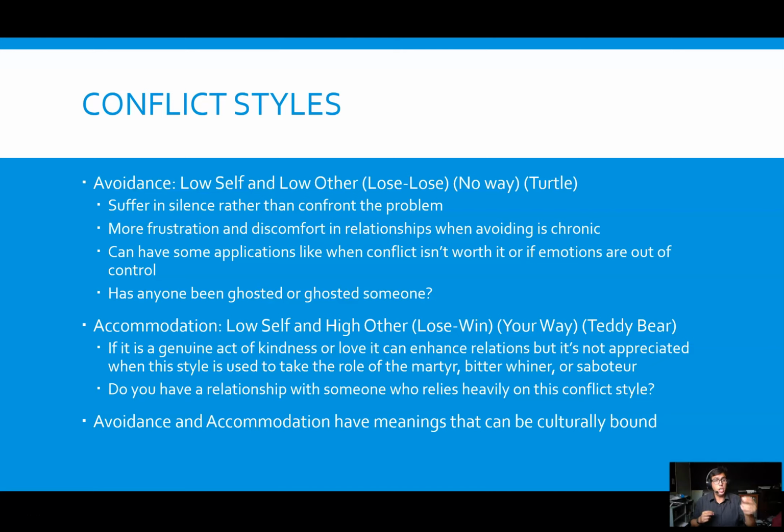Next, we have accommodation. And while accommodation is better, it also can have some downsides. So, this is low concern for the self, high concern for the other person. This is that person who you care about greatly, that you want to help. So, for example, if my girlfriend says, hey, I really want you to join me at this dinner, I don't really mind.